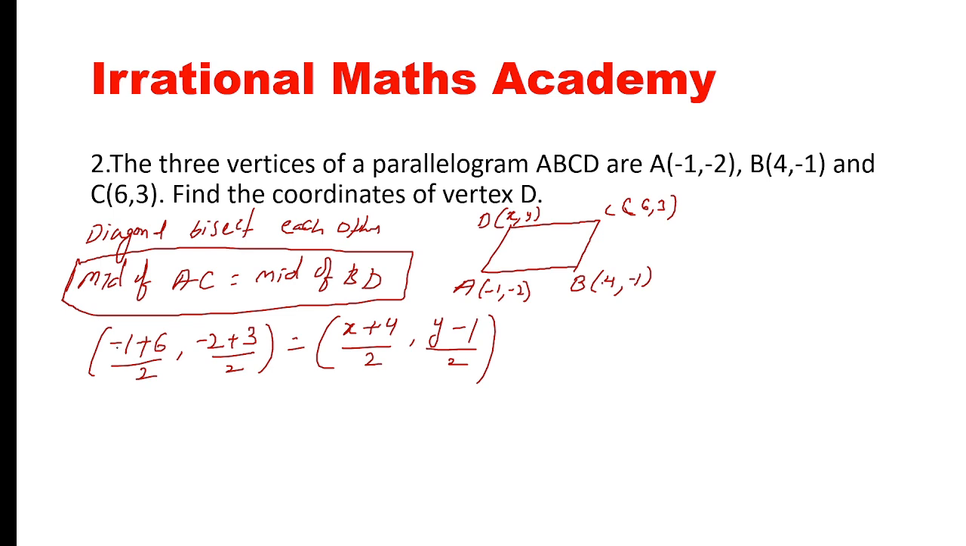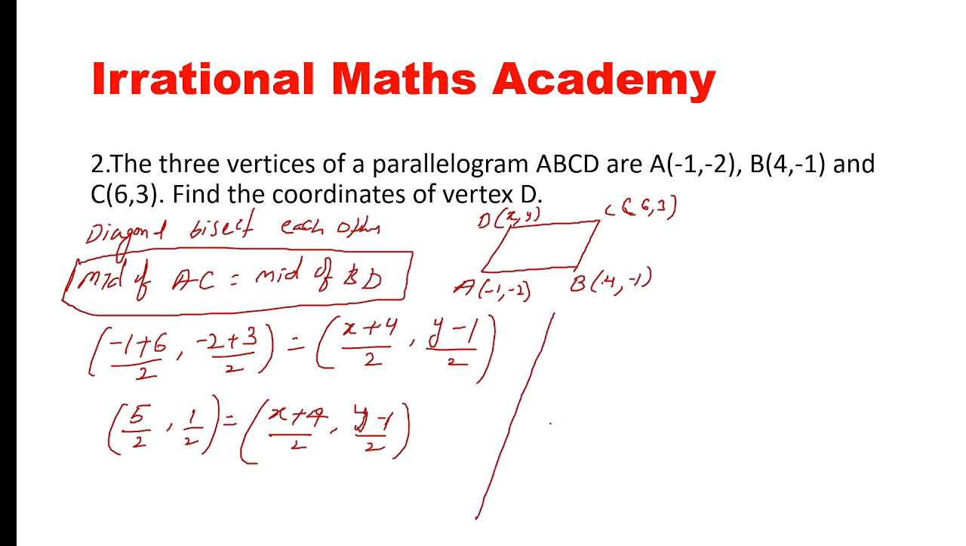So this one what do we get here? -1 + 6, 5/2 we will get. Here what will we get? 1/2 we will get, equal to (x + 4)/2, (y - 1)/2. If I equate the coordinates, what will I get here? Okay, let me write down here.